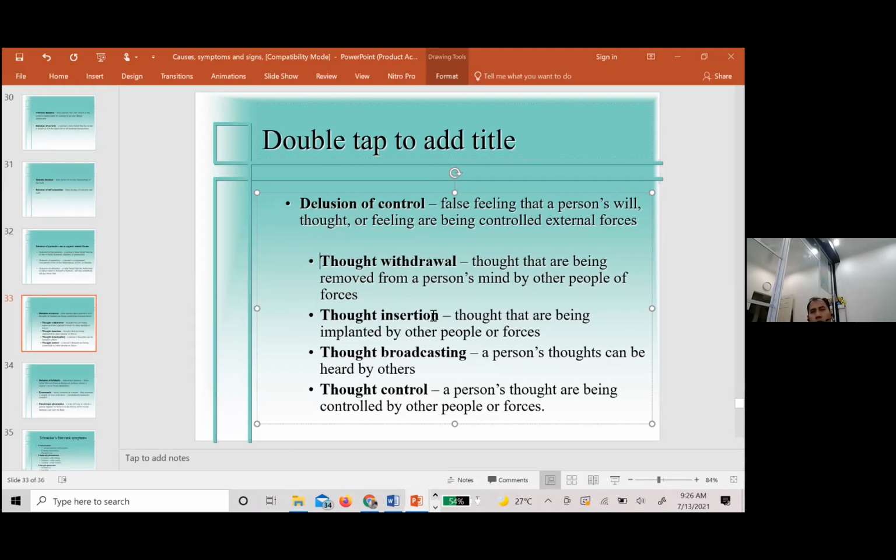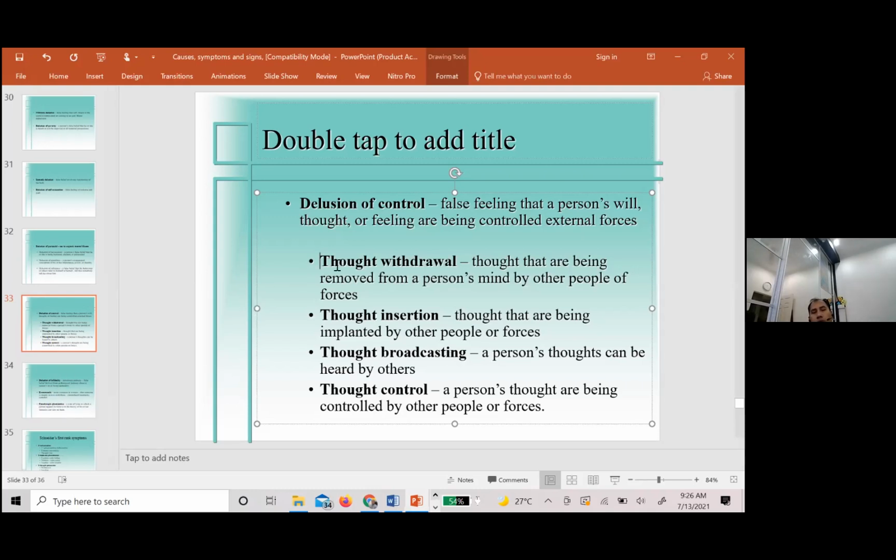Kita ada juga thought insertion, which means other people's thoughts being implanted in my brain, in my skull, and that thought controls me. There is meaning behind it. And this is what we call delusion of control. And we also have thought broadcasting. Thought broadcasting means other people can hear, can read my mind because it has been transmitted out. It has been broadcasted out. Okay? I hope you understand.